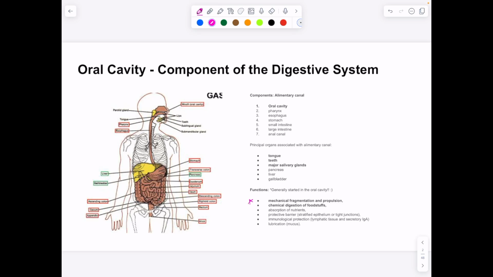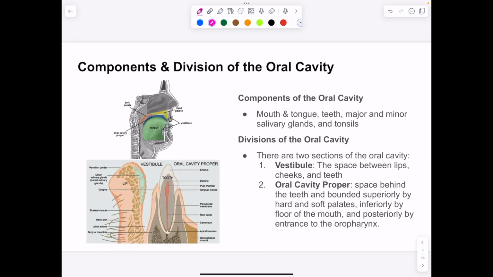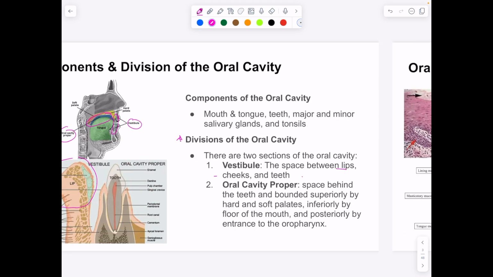Functions: mechanical fragmentation, propulsion, chemical digestion of foodstuffs. We're familiar with what the mouth does, so we'll just get to it. New things are divisions of the oral cavity. We have the vestibule region, which you can see is between the lips, cheek, and teeth, and then we have the oral cavity proper right here. We're going to start off by looking at the lip overall, and let's just get to it.